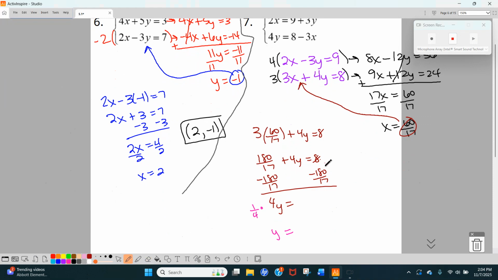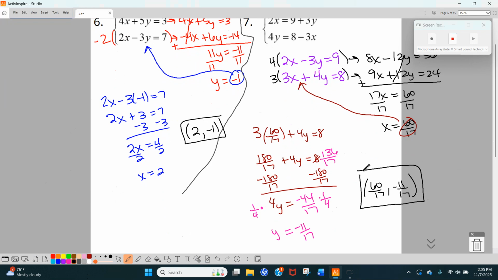All right. So I want this to be over 17. So 8 times 17. So 136 minus 180 does give me negative 44. So when I multiply that by a fourth, I get negative 11 17ths, which is the answer that was in my head. All right. Sorry, that was dumb on my part. Here is our answer.